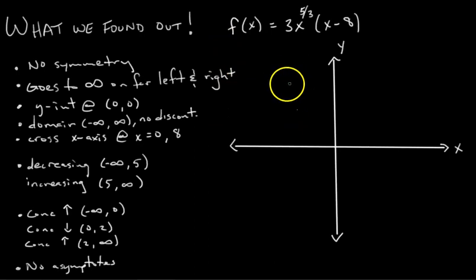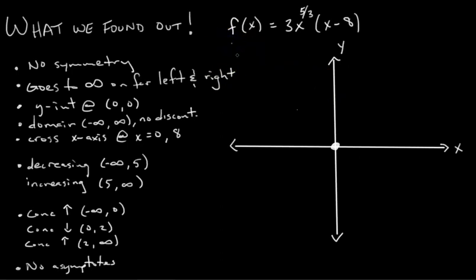So let's actually sketch this thing. We know that it doesn't have any symmetry, so we're not going to be able to draw one half of it and then use symmetry to draw the other half. We have to sketch the whole thing. But we have all this other information. So it's going to come down from positive infinity on the left and go off to positive infinity on the right. And we know that the y-intercept is 0, 0. So we're going to have a point here. And from negative infinity to this point, we are going to be decreasing, and we're going to be concave up. So it's going to be kind of curving up as it comes down.